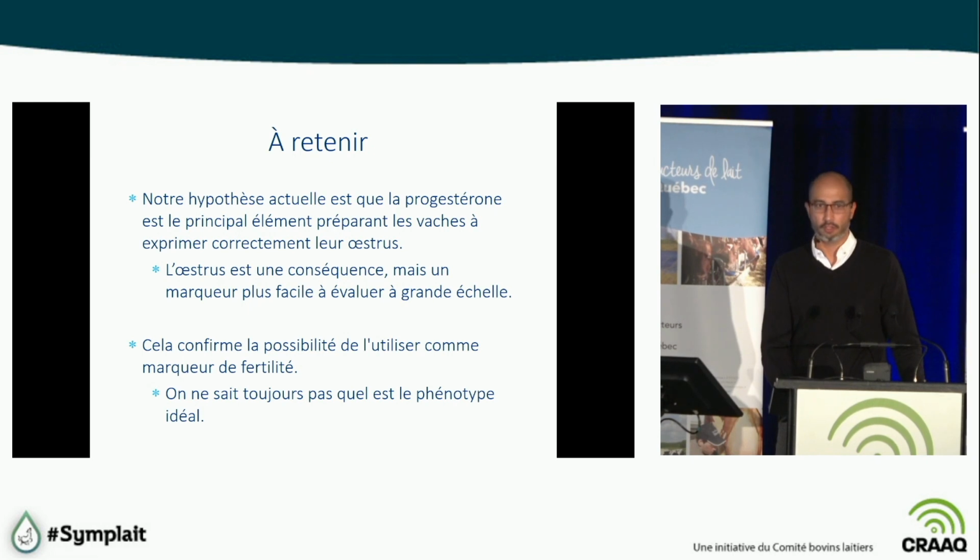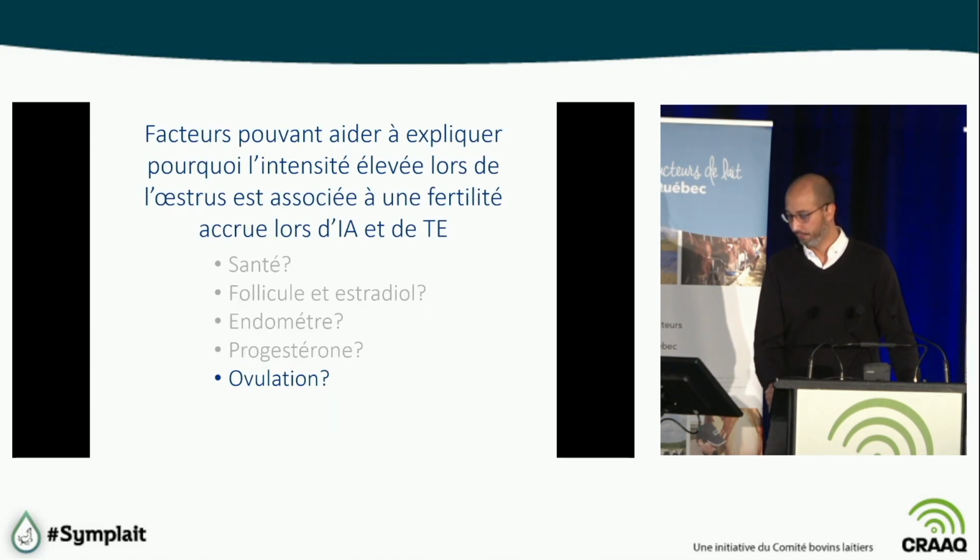So with all the talk today about phenotyping and how you can do deeper phenotyping in most of these animals, perhaps sensors and things that are easier to measure are much more attractive than collecting milk samples or blood samples, or having to do something that is a bit more labor intensive. So again, it confirms the possibility to use it as a marker for fertility. We are still unclear what the ideal phenotype is, and I'll explain later why I think it is still in the works.